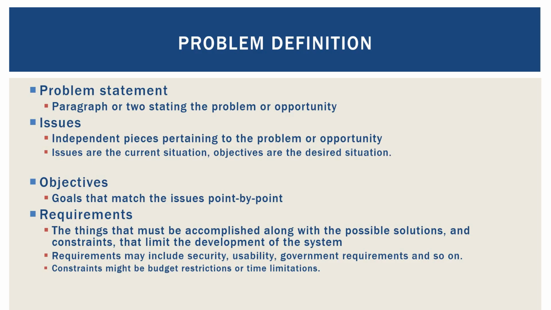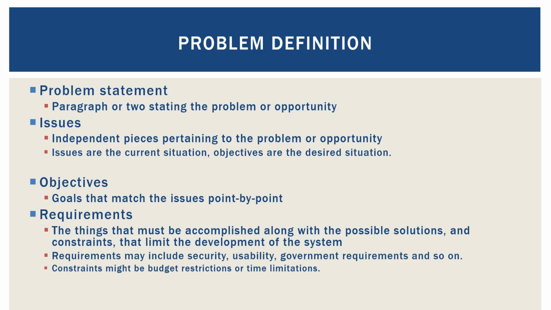But the current situation is the issues that you have at hand. What we want to achieve becomes the desired situation, which will be our objectives. So the objectives are the goals that address the issues point by point. If we're saying we have a system that is slow, what is the desired system? We want to come up with a system that can actually help serve a customer in the earliest time possible.